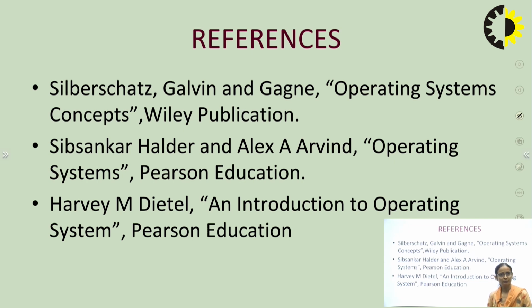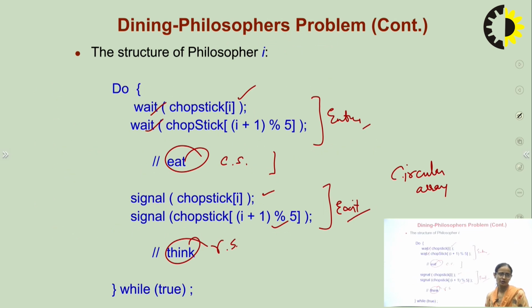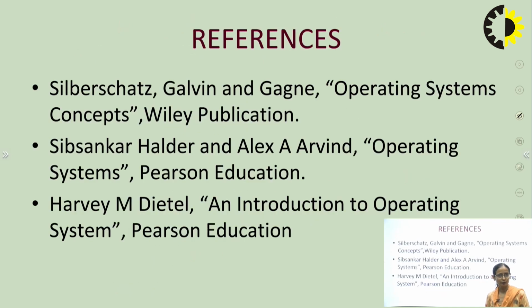So in this particular lecture, we discussed 3 main classical problems. One is readers-writers, another is producer-consumer, and the last one is the dining philosophers problem. We have seen the solution with the help of semaphores. So this is all for today.